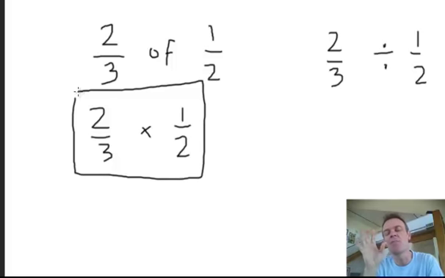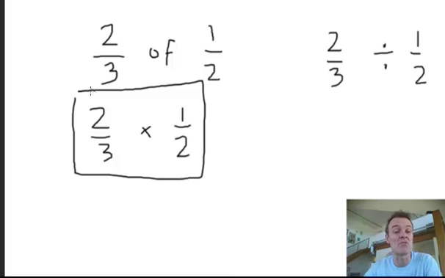Now, here's the important thing. With addition and subtraction of fractions, you need the lowest common denominator. You can't just do it as it is. You can't just add numerators and add denominators. You need a common denominator. With multiplication and division, you don't.